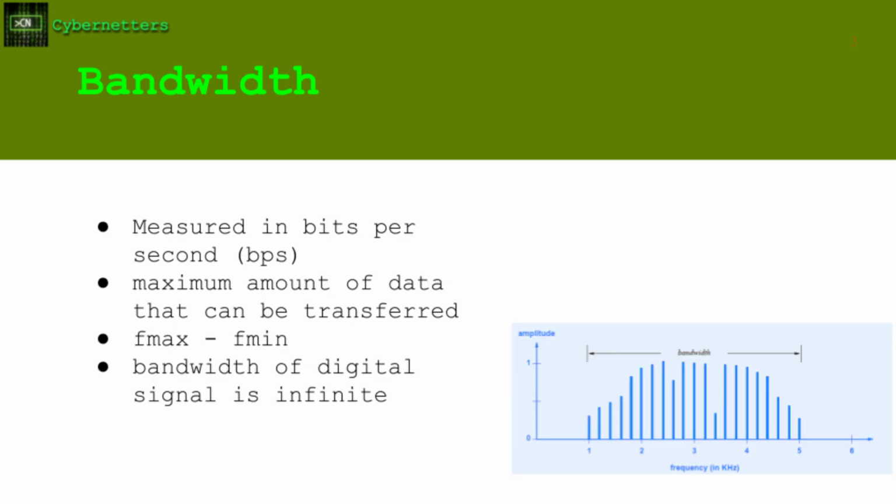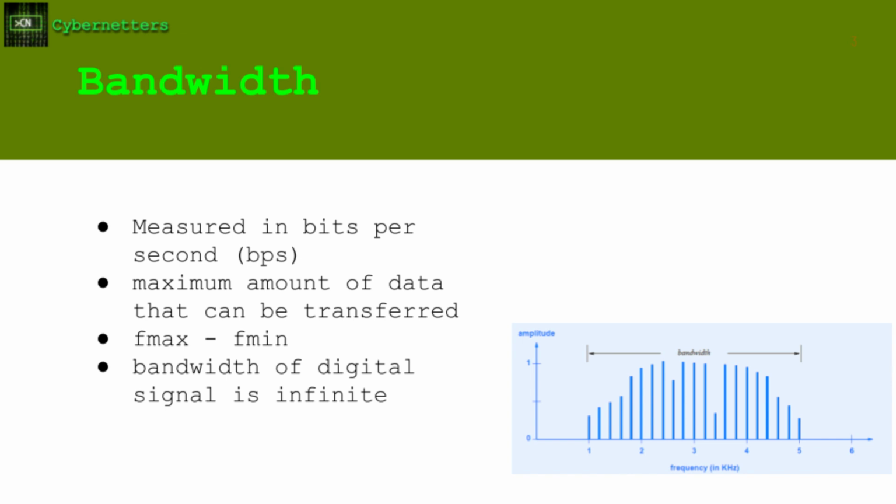Have you ever gone shopping for internet packages and seen packages like 100 Mbps, 500 Mbps, and 1000 Mbps? Well, this is called bandwidth. It is measured in bits per second, also known as bps, and bandwidth is the maximum amount of data that can be transferred. The formula is F max minus F min.